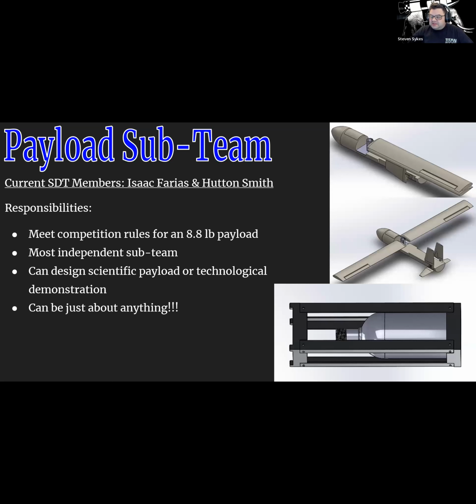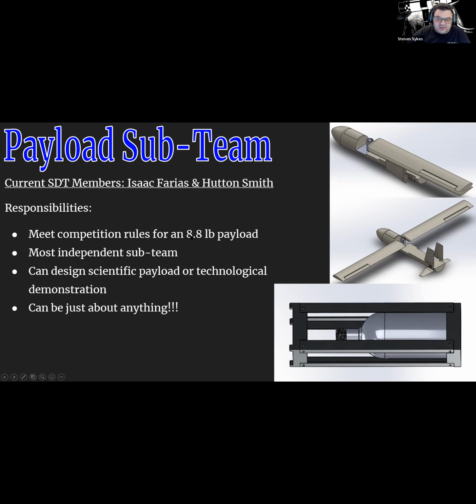Payload is the most independent sub-team. You get basically free range to put whatever kind of payload in the rocket you can fit. Last year did a glider that had a slip wing design that would fit nicely into our airframe and then spring out once it was deployed. And then this year we're doing a self-stabilizing CubeSat that will have a CO2 canister like you see here with a bunch of thrusters that will reorient the payload as it falls. It just has to be like 8.8 pounds.